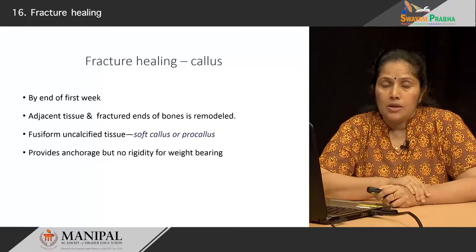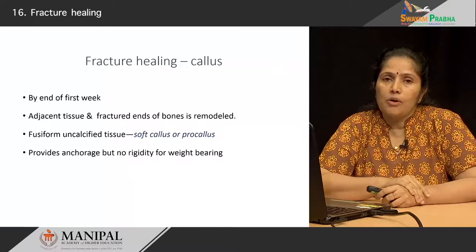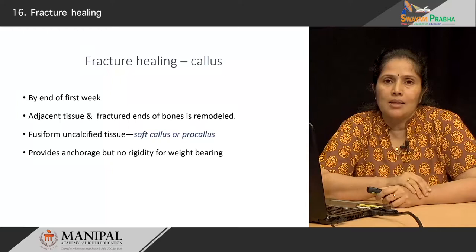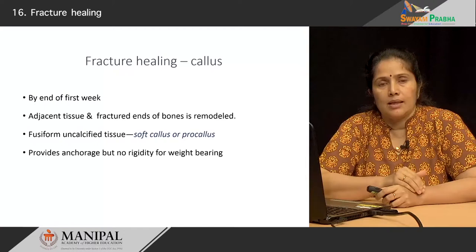So, it is on this that the bony tissue is going to be laid down. So, what is the work of this procallus? It provides a kind of anchorage for holding the broken ends together, but remember that it provides no rigidity. This has no strength as yet, and that is why if you see patients who are having casts, in the initial few weeks they are not allowed to bear weight, because the callus at this point is very, very soft.